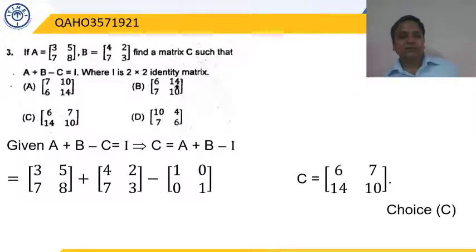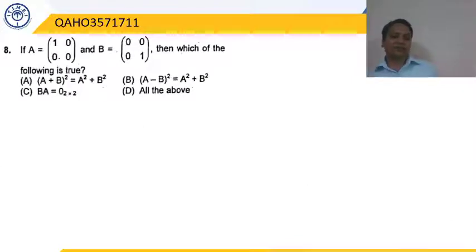Moving further, we move to question number 8. If A is the matrix 1 0 0 0 and B is the matrix 0 0 0 1, then which of the following is true? A plus B whole square is equal to A square plus B square. A minus B whole square is A square plus B square. These are matrices written there. This is not the A plus B whole square formula. It's A plus B whole square written as A square plus B square. And we have to check only for these two given matrices.